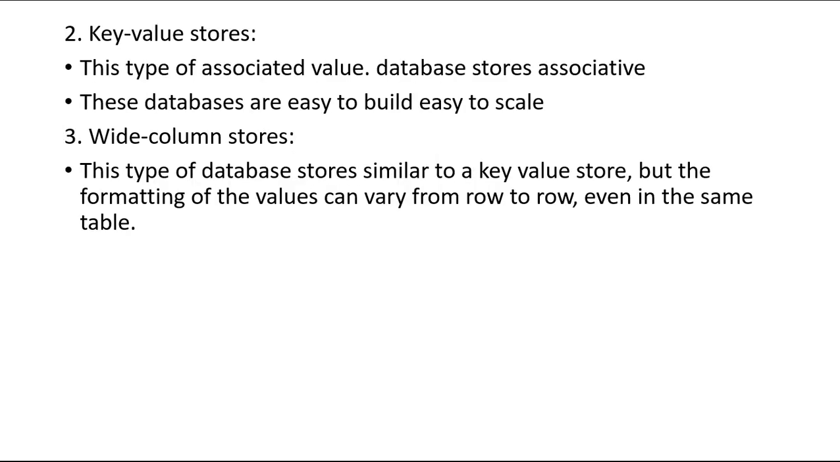Second is a key value store. Key value store is nothing but data stored like a key value pair. For example, our dictionary is a key value pair. This type of database stores associative values. These databases are easy to build, easy to scale. Store data in simple pairs. Pairs is nothing but key value pair.